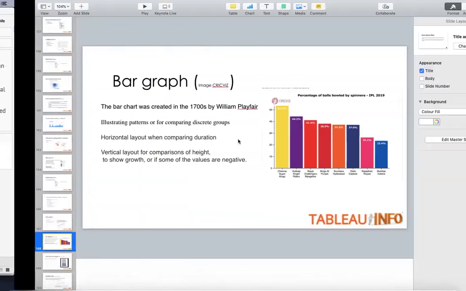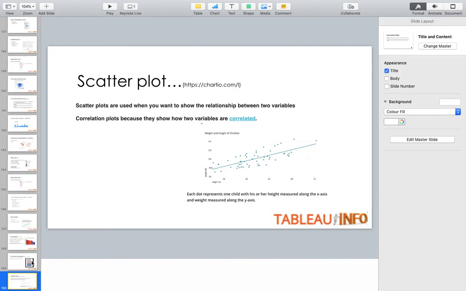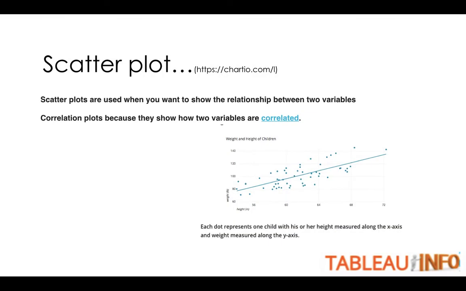And if I go back, we already talked about the stacked bar graph, which has got the ability to break down and compare parts of a whole. And at the end, last but not the least, we talked about scatter plots, which are used when you want to show the relationship between two variables. Sometimes you call them correlation plots because they show how two variables are correlated.